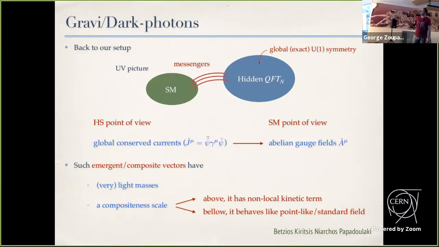These people have worked out the details of this, and they have found out that first of all, these U(1)s are very light, and also they have a compositeness scale, where below that this field behaves like a point-like particle. However, above this scale, these fields start to have non-local kinetic terms, which is interesting also to study.